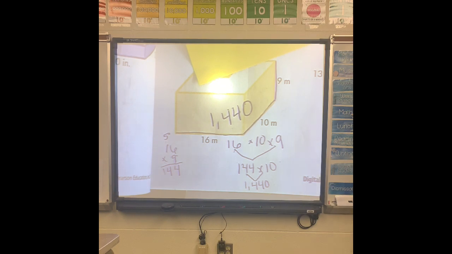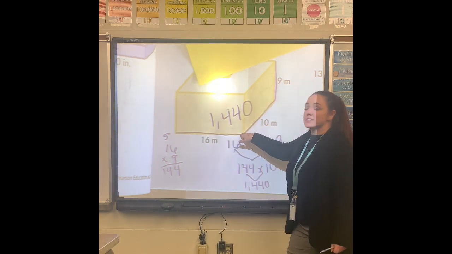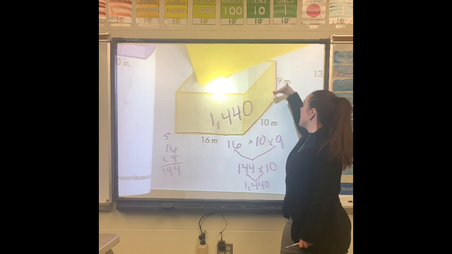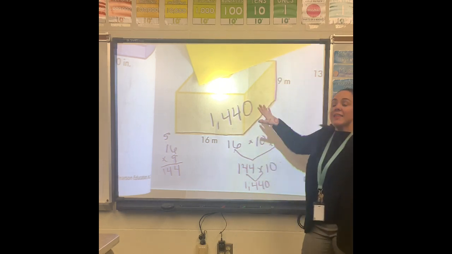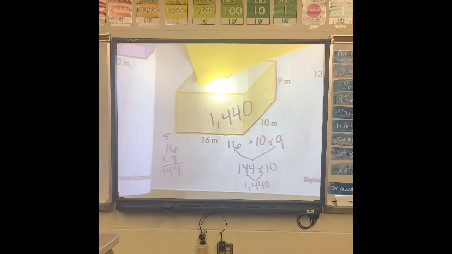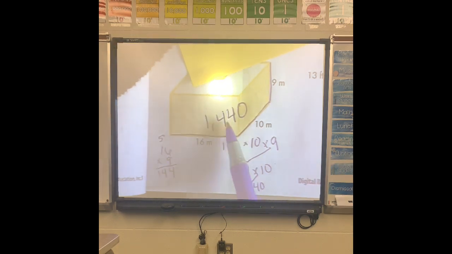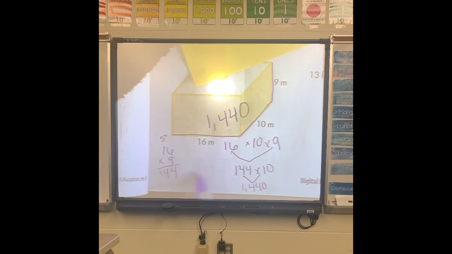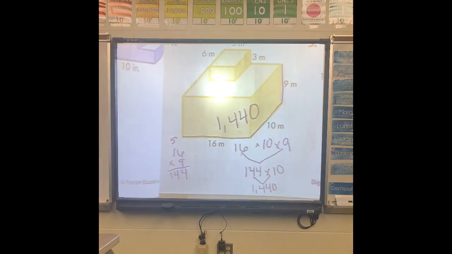Once again, this time it was easy. Left to right, 16. Front to back, 10. Bottom to top, 9. This time they gave me all the numbers and they made it kind of easy for me. But the math was a little bit trickier. I chose to do 16 times 9, and then I knew I was just going to have to add a 0. So I got 1,440.